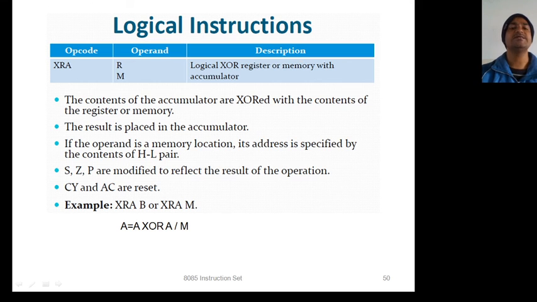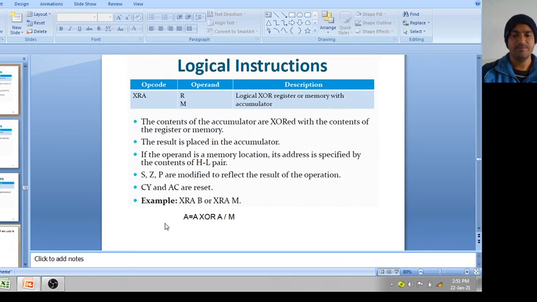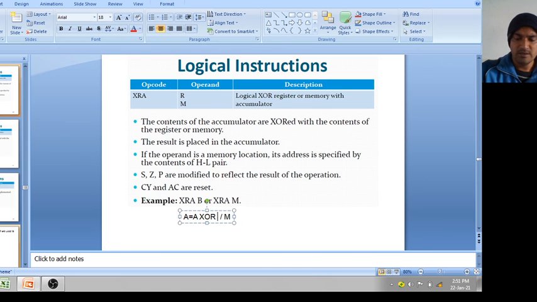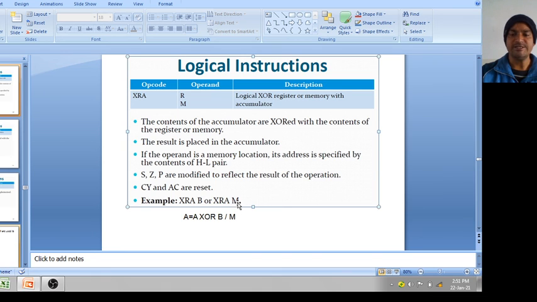Next, XOR. For the XOR operation we will use XRA R or XRA M. XRA B means A equal to A XOR B. Or A XOR the contents of M, and it will store the result in A. Again, the sign flag, zero flag, and parity flag are modified, and CY and AC will always be equal to 0.